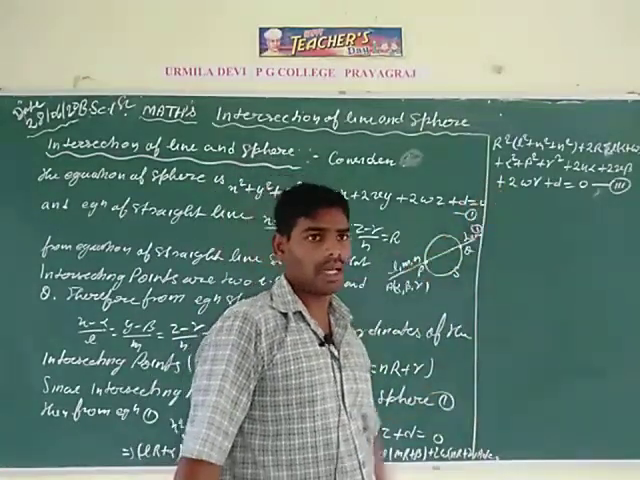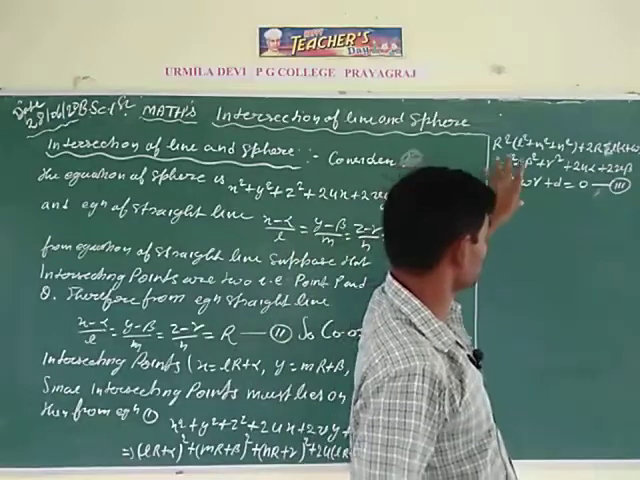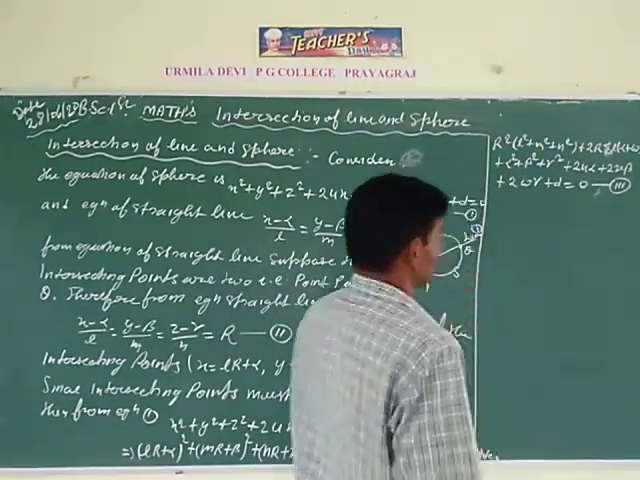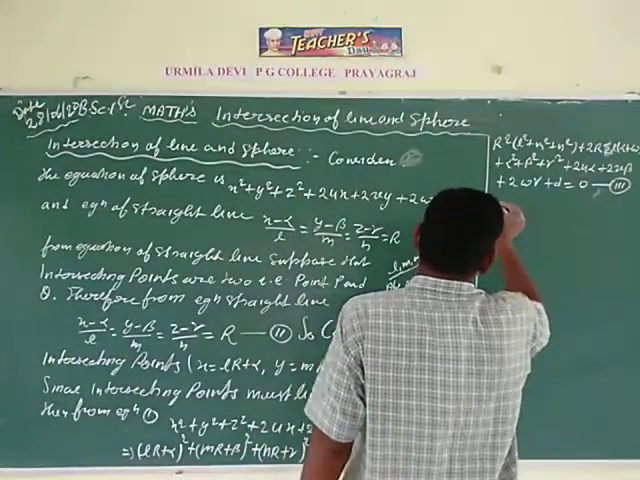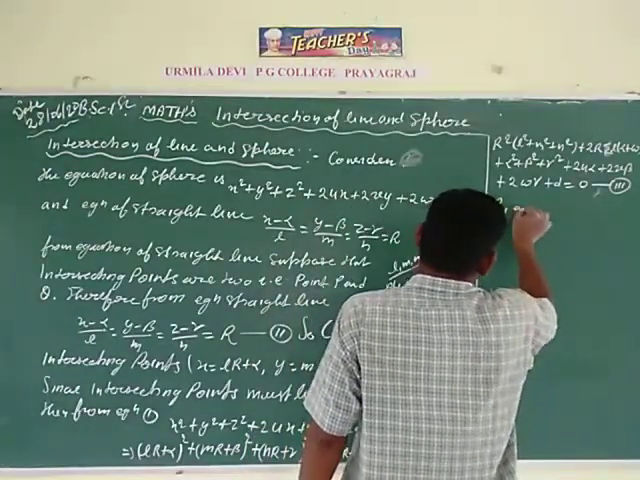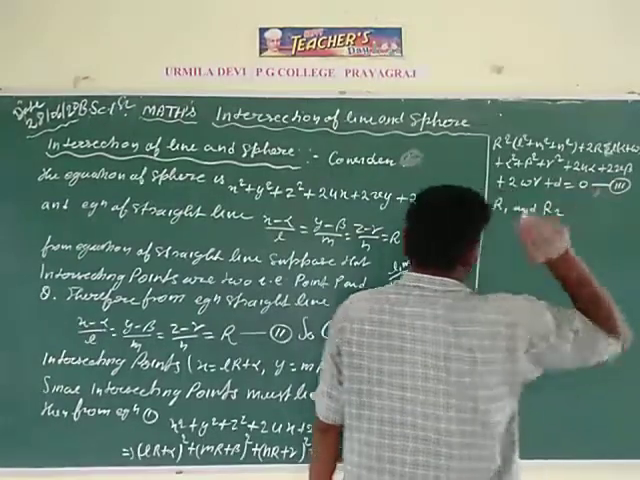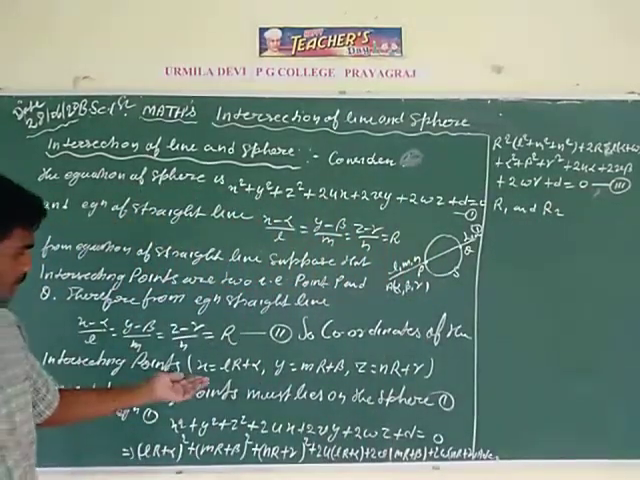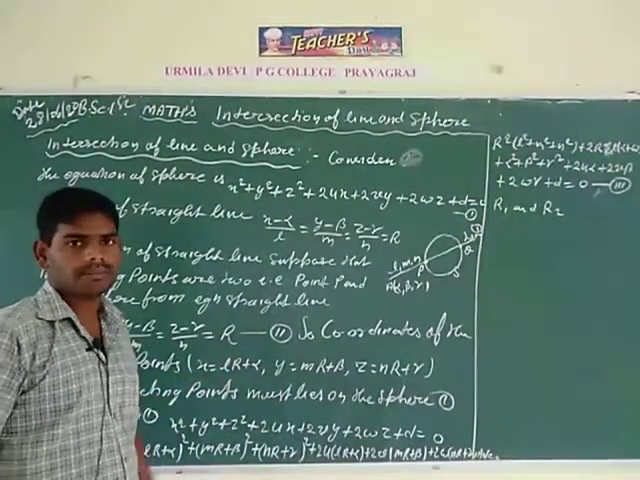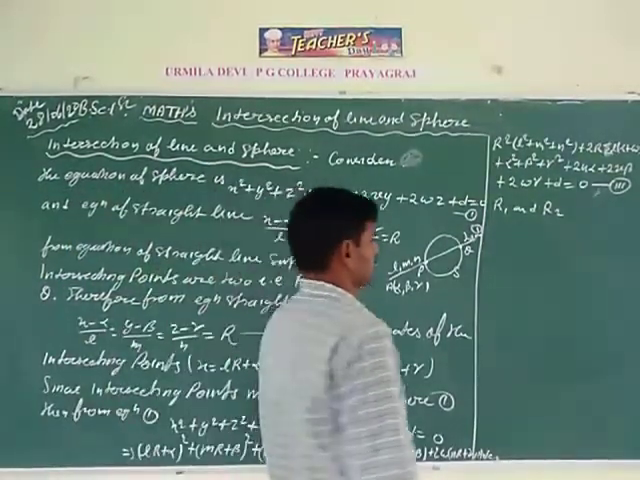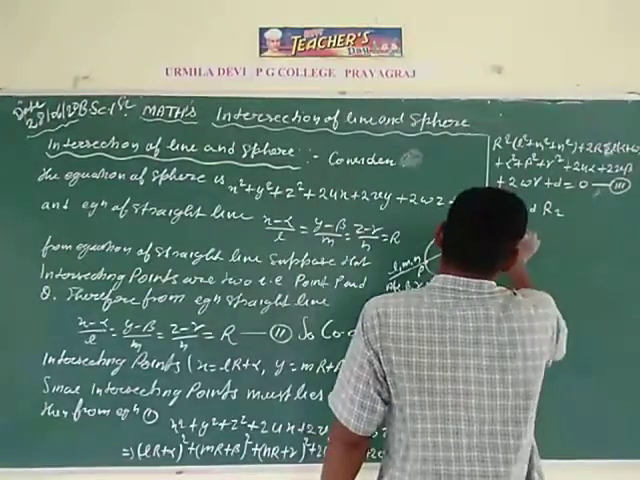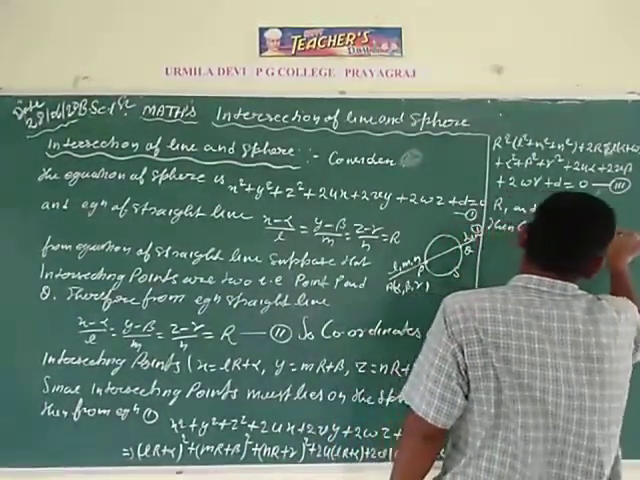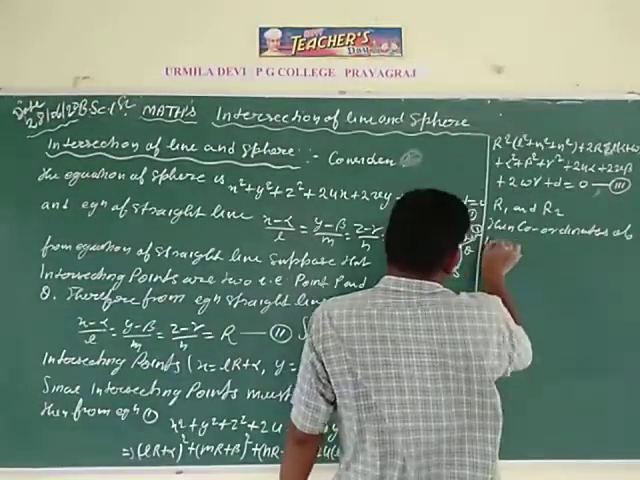So this is a quadratic equation in capital R, and it gives two values of capital R. Suppose those values are capital R1 and capital R2. Putting the values of R1 and R2, you can calculate the coordinates of the intersecting points capital P and capital Q.